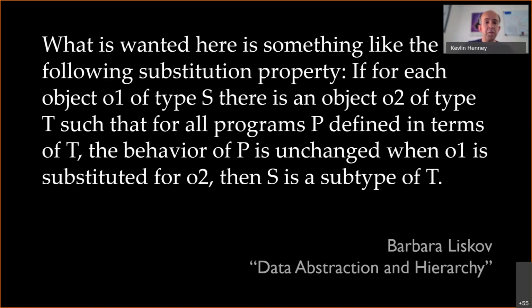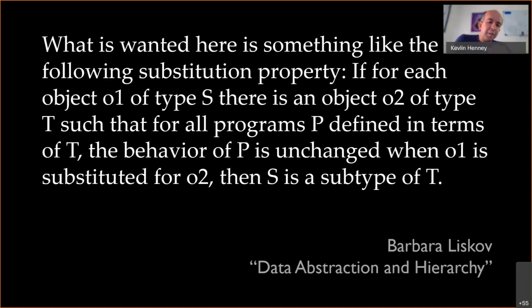And honestly, if you've just been eating carbs for lunch, you're going to fall asleep in the next sentence. If for each object O1 of type S, there is an object O2 of type T, such that for all programs P defined in terms of T, the behavior of P is unchanged when O1 is substituted for O2, then S is a subtype of T. It's like, oh man, okay.